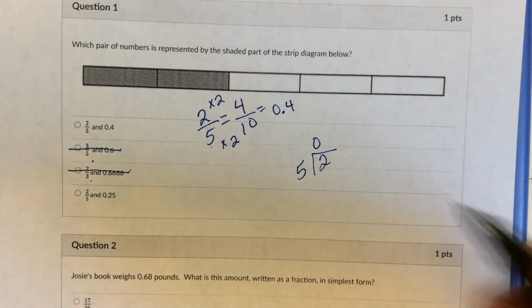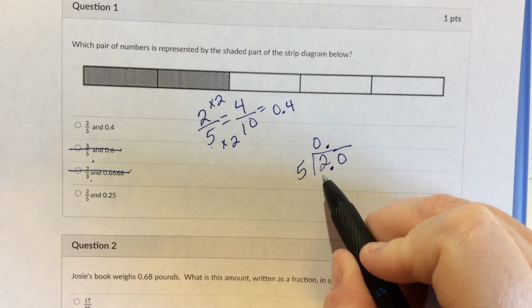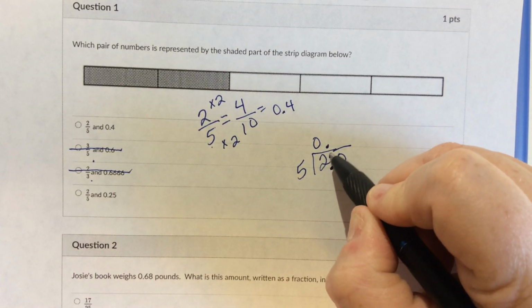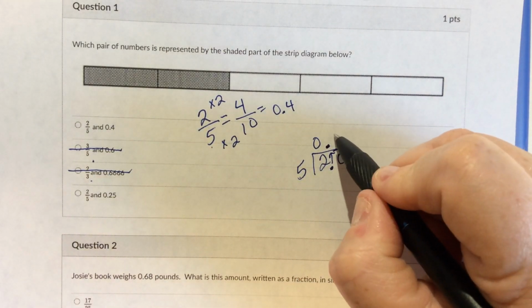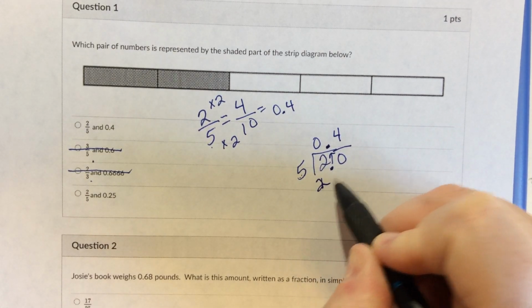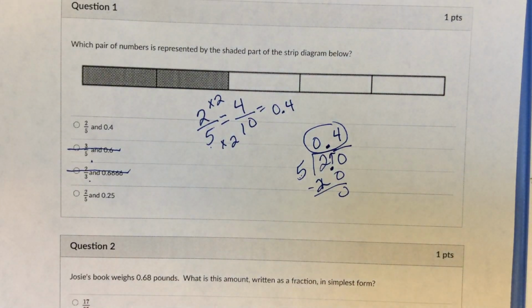Nope, it sure doesn't. But if I add a decimal and a 0, it's not really 20, it's 2.0, but we can treat it like a 20 because we put that decimal right here. Will 5 go into 20? Yes, 4 times. 5 times 4 is 20, and I have no remainder. So that is your other strategy.